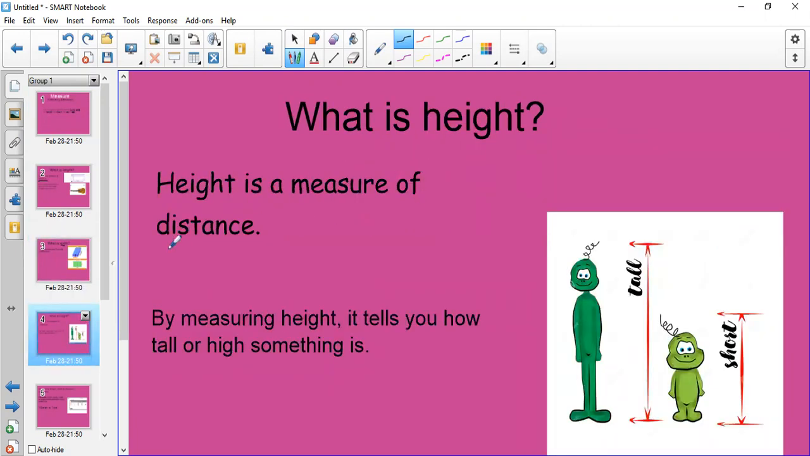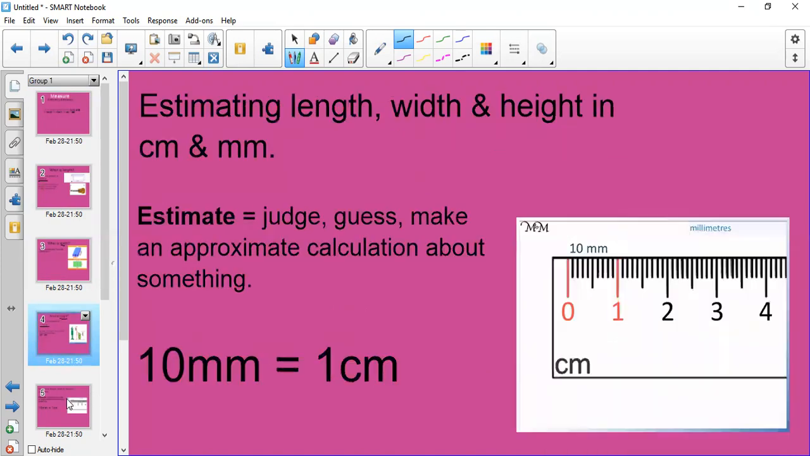Height is a measure of distance again, so it's very similar to length. By measuring height, it tells you how tall or high something is. So those are our keywords, how tall or high something is. For example, measuring how much you've grown in centimeters, that would suggest that you're tall. This would suggest that you're short. These are all different ways to describe height. So just remember it's how tall or high an object is.